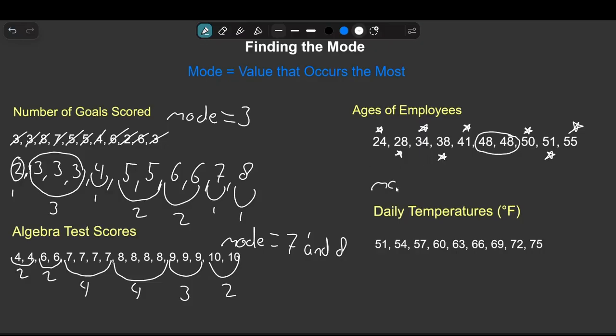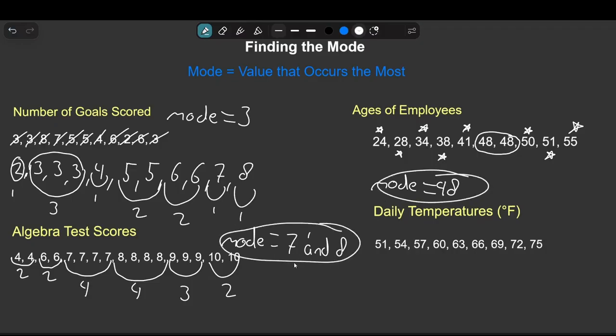So our mode for this one will be 48. Yes, this will be our final answer. Now on to the last one.